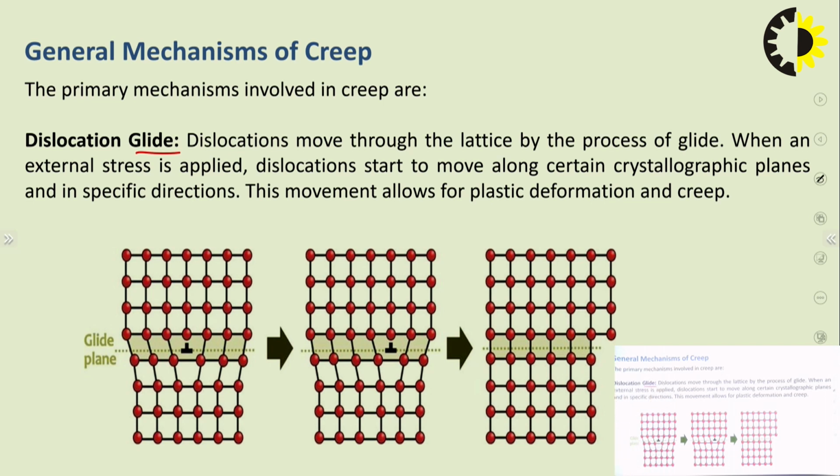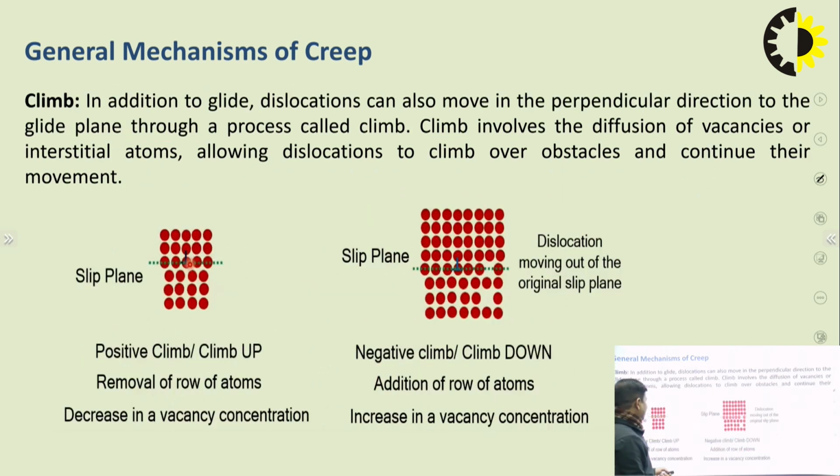Here, if you see, this is our glide plane for any material, suppose. Here it is shifting from this zone to this zone, and after that it is going out. Because of that we are getting some deformation here. So this is dislocation glide, which you can avoid by just maintaining this glide plane at the center.